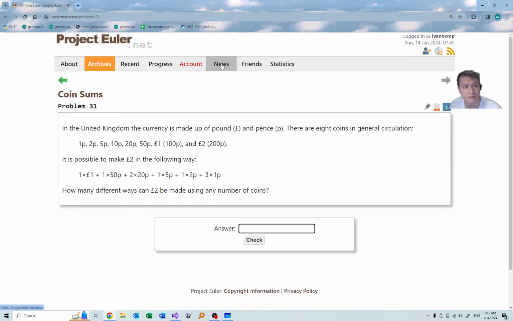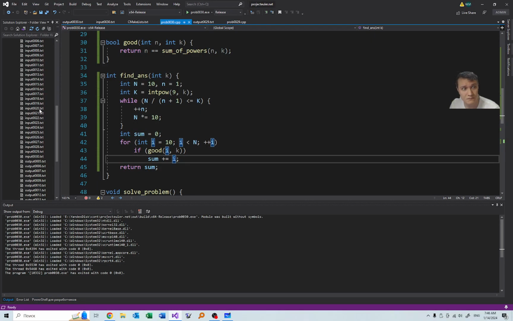Problem 31. In the United Kingdom, the currency is pound and pence. Isn't penny like the singular of pence? There are 8 coins in general circulation. Yeah. It is possible to make 2 pounds in the following way. How many different ways can 2 pounds be made using any number of coins? Okay, this is a standard knapsack problem.